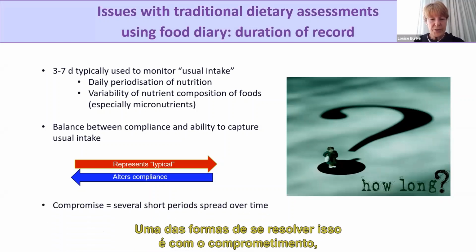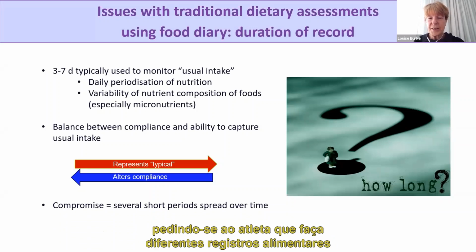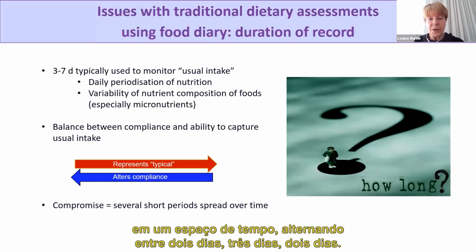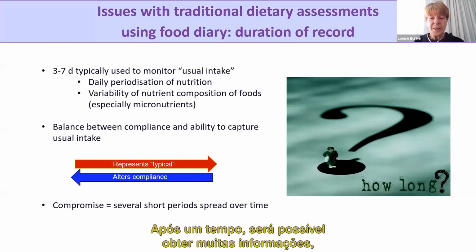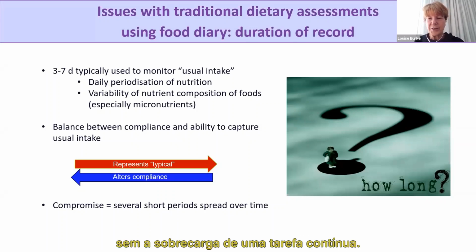One of the ways that you can try and get around this as a compromise is to get the athlete to keep a number of different food records over a period of time. So they might do 2 days and then 3 days and then 2 days. And so over a period of time, they capture a lot of information without having the burden being continuous.